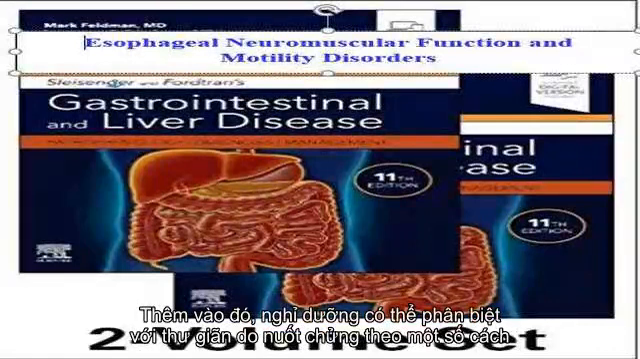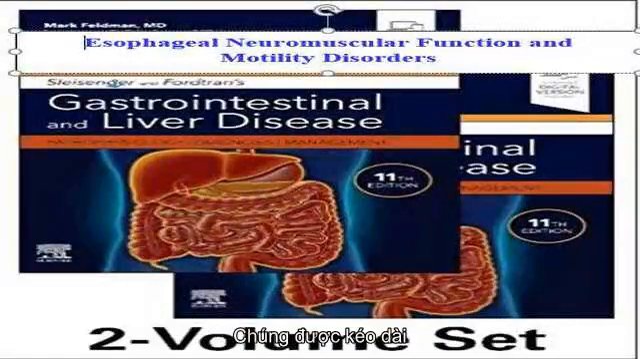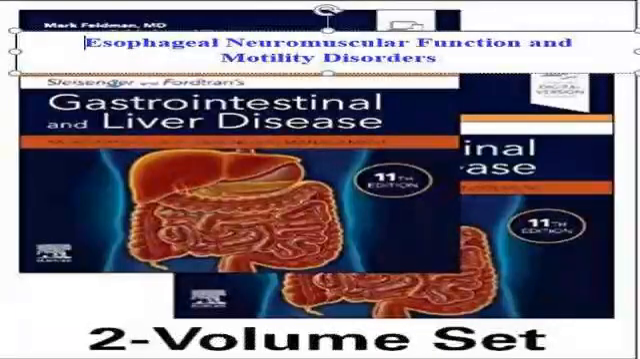TLESRs are distinguishable from swallow-induced relaxation in several ways. 1. They are prolonged, greater than 10 seconds, and independent of pharyngeal swallowing. 2. They are associated with contraction of the distal esophageal longitudinal muscle, causing esophageal shortening. 3.